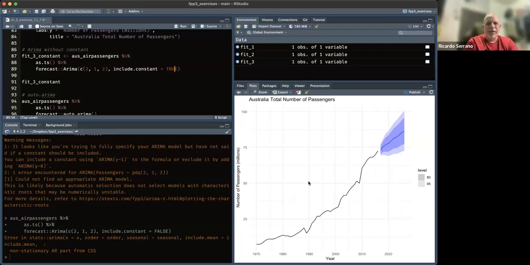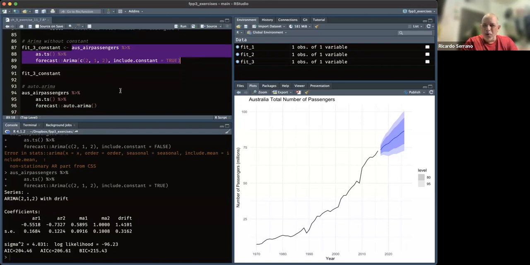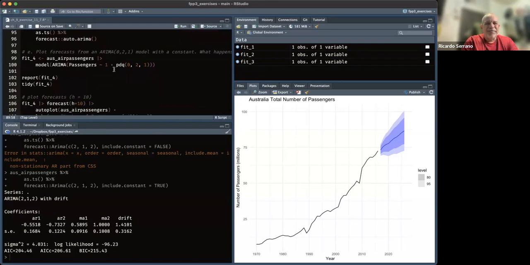Okay, I think that's the trick here. If I put this function with include.constant as true, then let's see what happens. Now we're getting the same result. So some ARIMA models are going to give you an error when they need that constant activated, because internally they cannot compute the matrices and cannot resolve the equation. I think that's basically what the author wanted us to find out, but I had to jump through a couple of hoops to see what was going on.